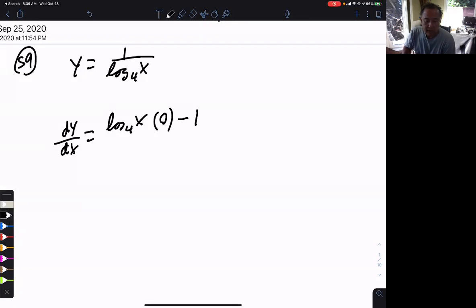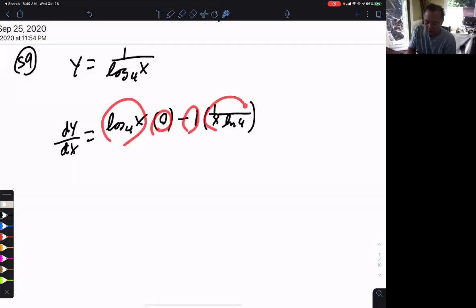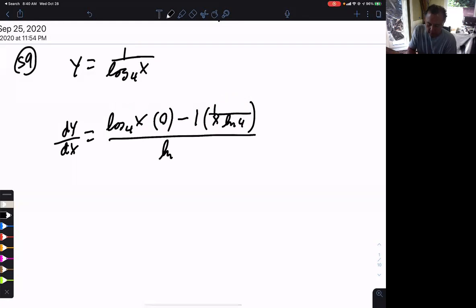So log and ln are both logs, so it's the same form. It's 1 over x. But if the base is not e, you also need ln of the base on the bottom. So that's low d high, minus high d low, over low squared. That's 0, so that's gone.